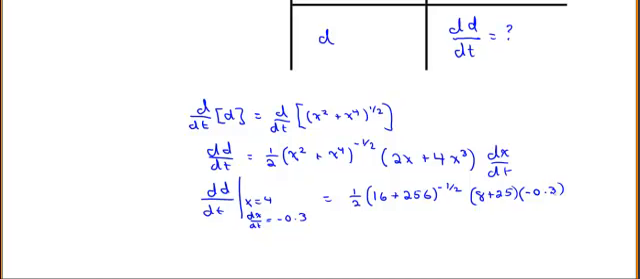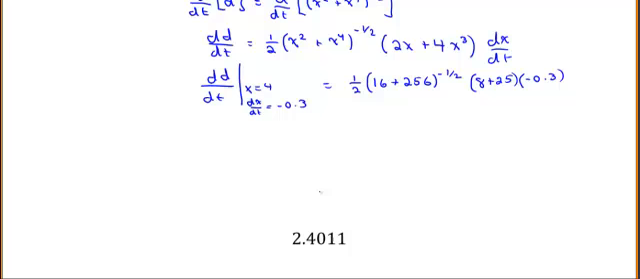And now if I evaluate that, it turns out to be an irrational number, but it's approximately negative 2.4011. And I just had this down here to remind me of that. So d is decreasing at that point in time. D is decreasing at 2.4, almost 2.5 units per minute. That's the rate at which d is getting smaller.